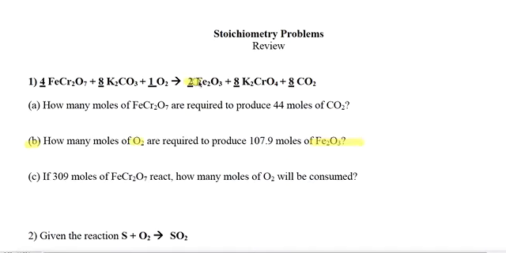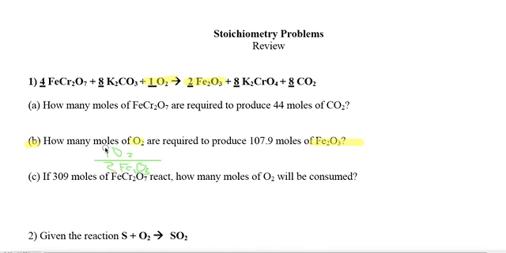All right, so I find them up here. Again, the best thing you can do is highlight these, that way you know what you're looking for. Everything else in the equation here does not matter. We don't need it. So we can see it's a 1 over 2 ratio. So I'm going to go 1 O2 over 2 Fe2O3.